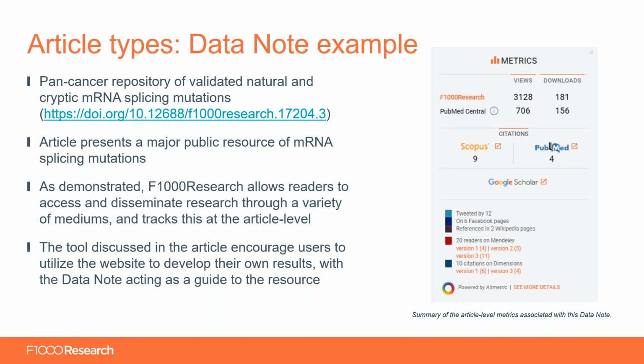And finally, you can see I've also included a summary of the article level metrics for the mRNA paper. These are openly available to any reader on any paper published on any F1000 platform, in this case F1000 Research, and demonstrate how readers and authors can access and disseminate research through multiple channels, which further acts as a means to champion reproducibility in research published on the F1000 platforms.